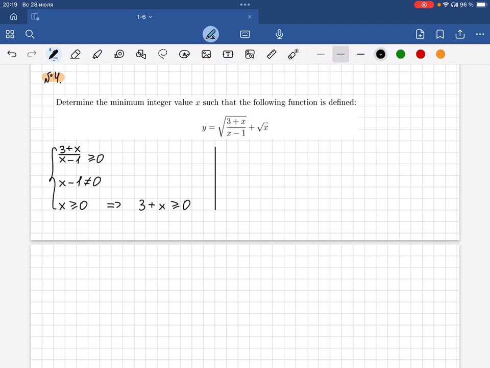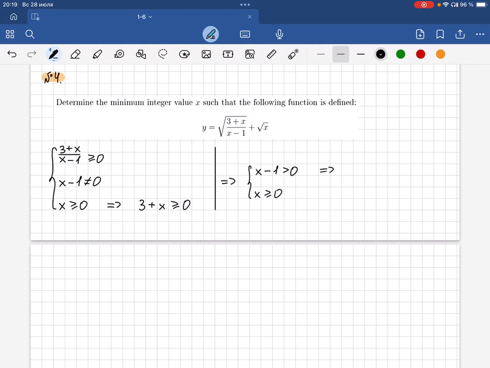And this leads us to a much simpler system consisting of only two inequalities. The first one is that x minus 1 is greater than 0, and the last one is that x is non-negative.